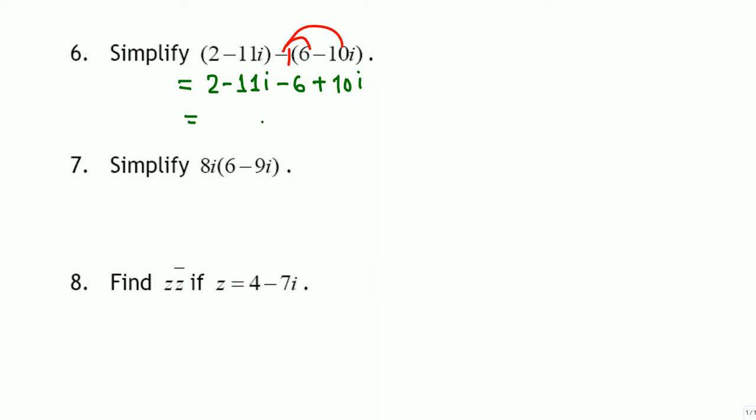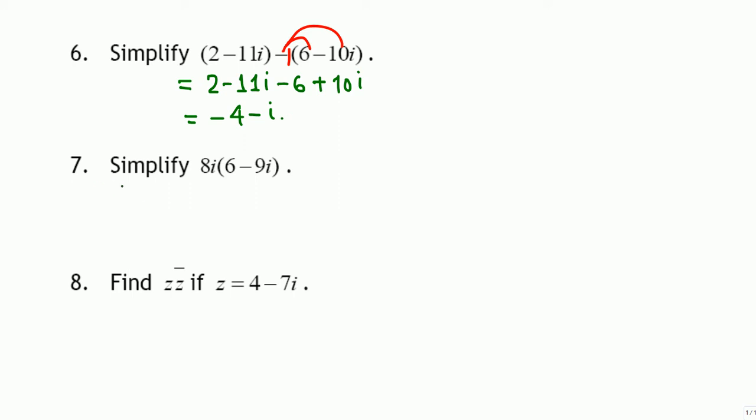Now we combine the like terms. 2 minus 6, that's negative 4. Negative 11i plus 10i, negative 11 plus 10, so negative 1i, just negative i.